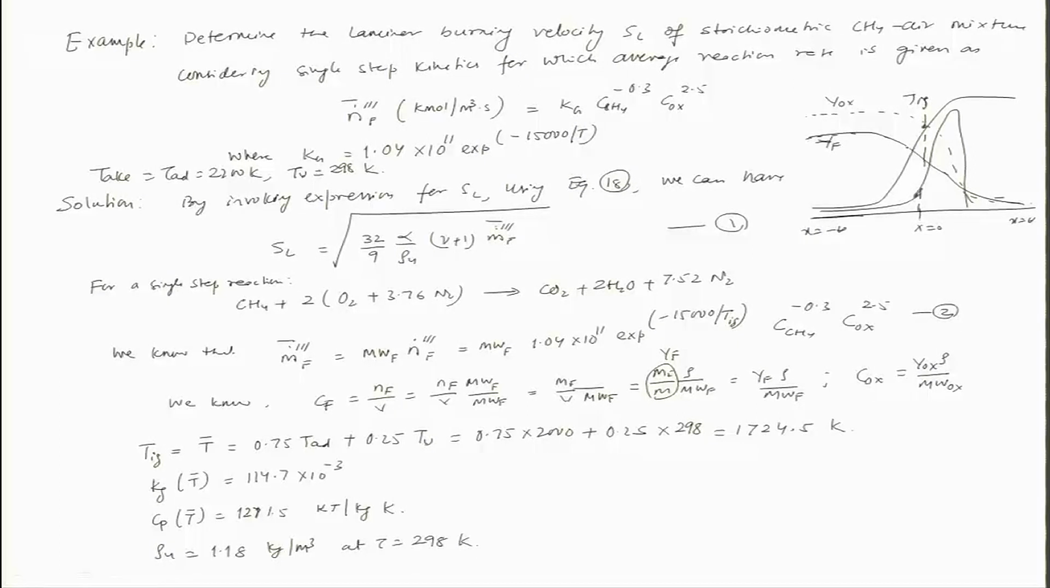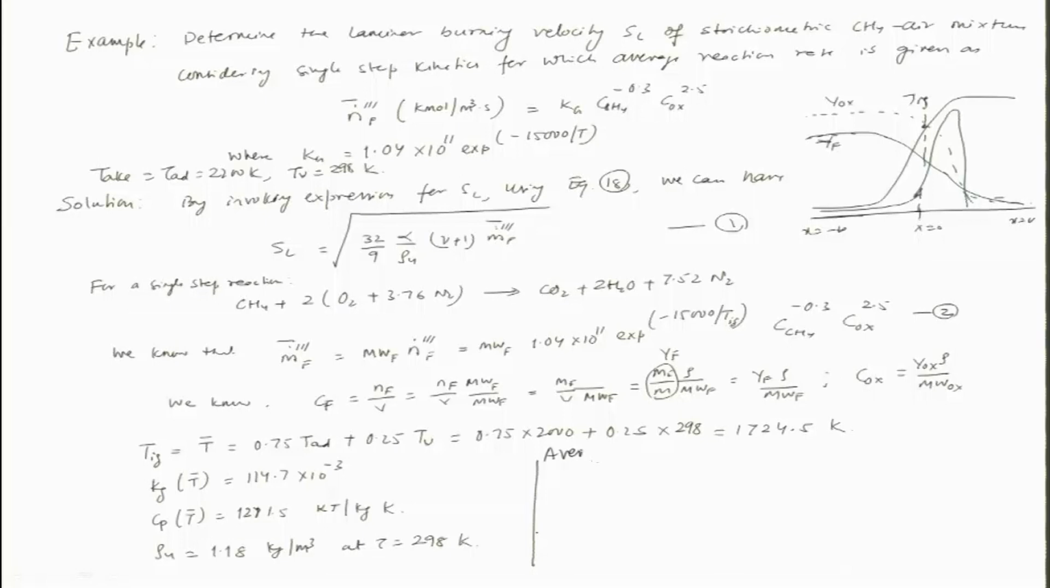And then you will have to evaluate the average value somewhere here, because each property along the x direction is changing. So, you are basically trying to evaluate average properties. So, we will be evaluating the properties at the average mass fractions of fuel and oxidizers.